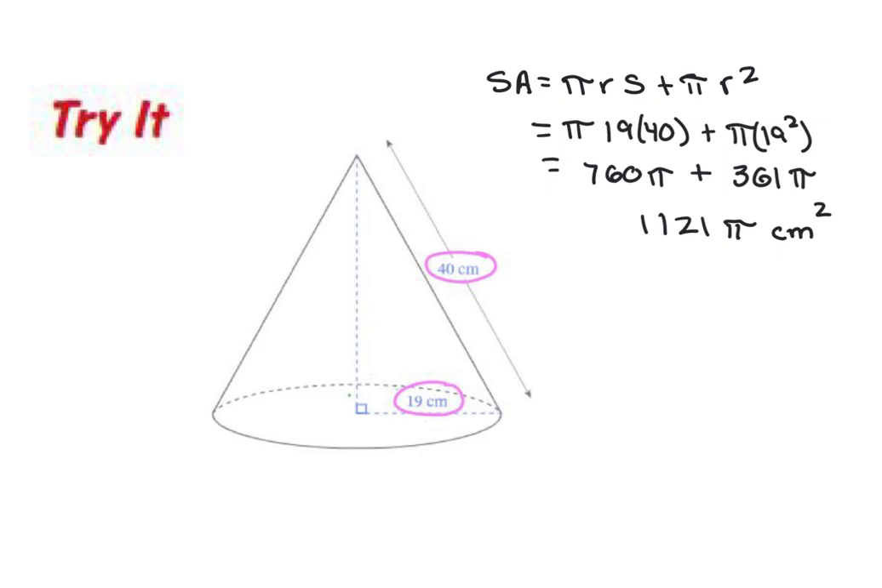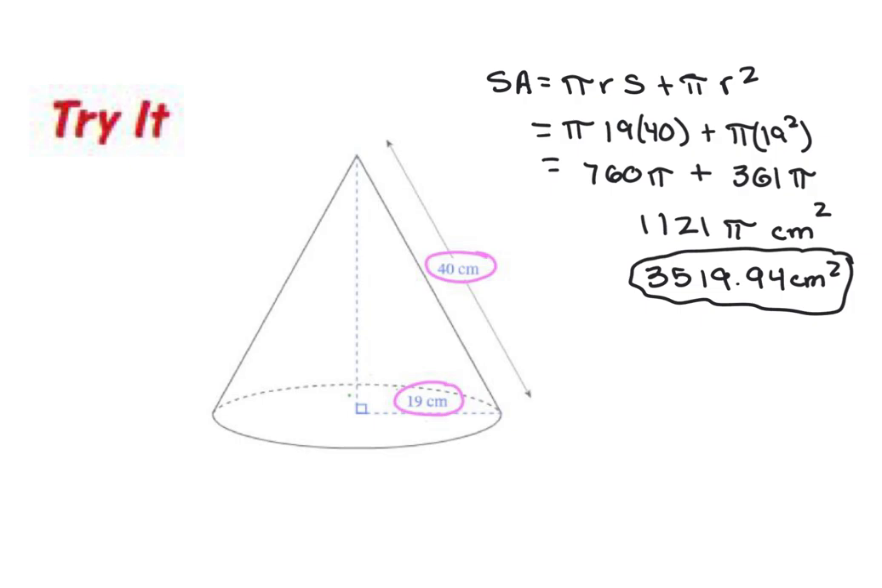Pi is 3.14, so we multiply by 3.14 and get 3,519.94 centimeters squared. And that finishes up our section on surface area of cones.